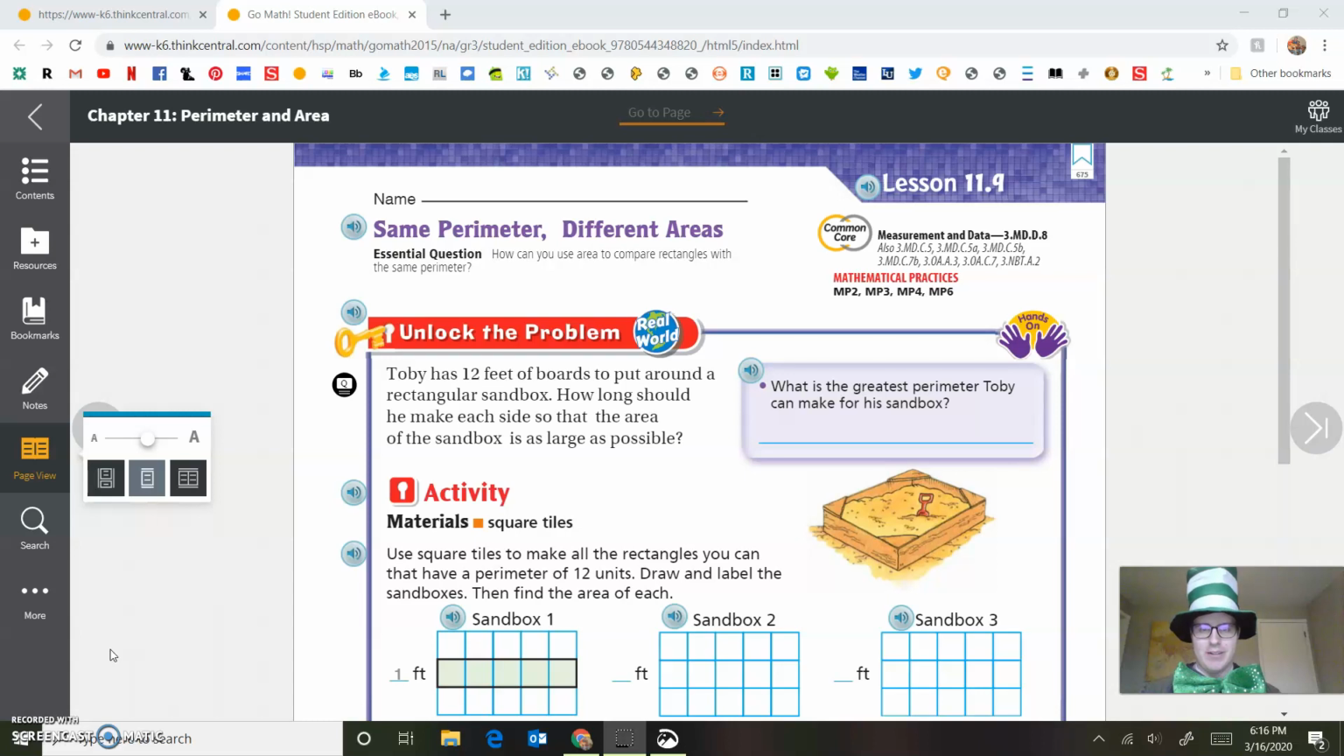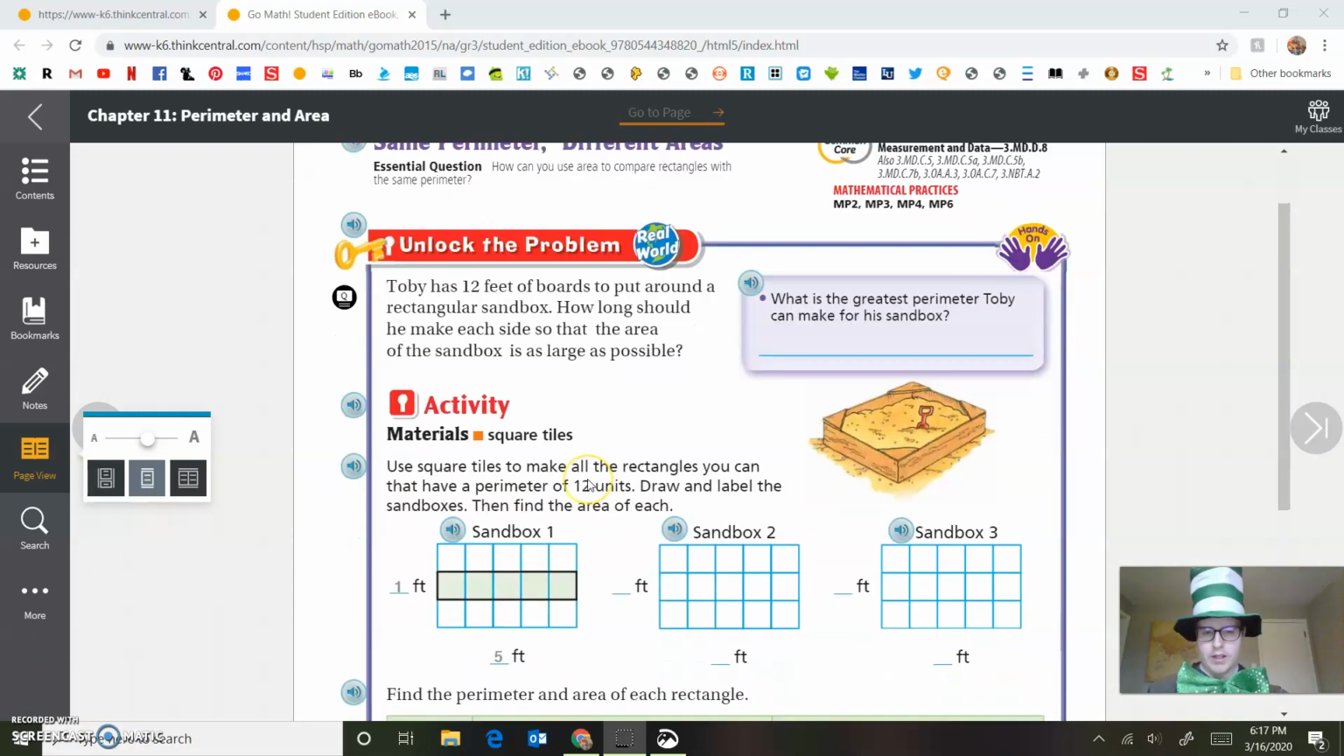Let's start today with a little bit of math. Actually, let's do math the whole time. Today's mini lesson takes place in the GoMath book. So pause the video right now if you need to, and go get your GoMath book. Okay, so we are going to start on page 675 on lesson 11.9. 11.9 is all about finding a rectangle's area that has the same perimeter as another rectangle, but a different area. All right, so let us dive right in.